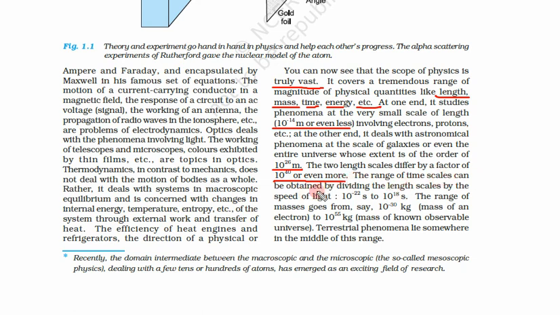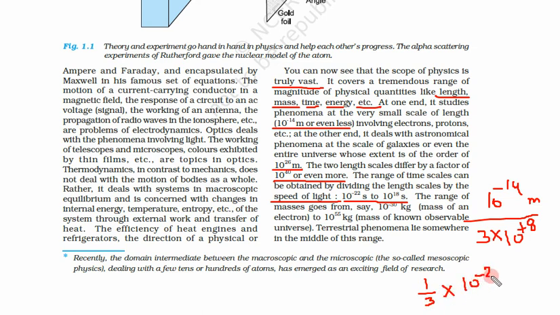The range of time scales can be obtained by dividing the length scales by speed of light. So if we divide this length scale by speed of light, what do we get? We get this time scales. So length scale initially 10 to power minus 14 meter. What is the speed of light? 3 into 10 to power plus 8. So when we take it here, what do we get? We get 1 by 3 into 10 to power minus 22 and speed in meter per second. So meter cancels out, what we get? Second. So around 10 to power minus 20 seconds.